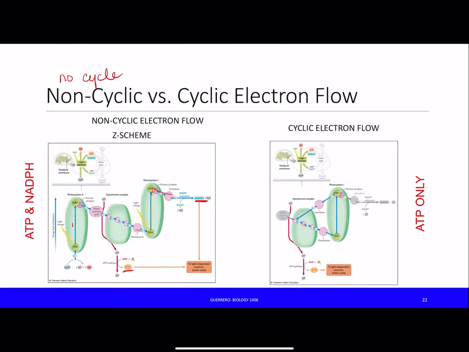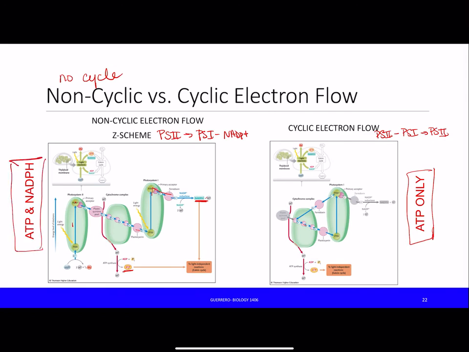So in non-cyclic, we go from photosystem 2 to photosystem 1, and then finally to NADP+. That's the path of your electron. But in cyclic, we go from photosystem 2 to photosystem 1, and then we go back to photosystem 2. And it's normally because we don't have any NADP plus to pass the electrons to at the end. So in cyclic, we only make ATP, but in non-cyclic, we make both ATP and NADPH.